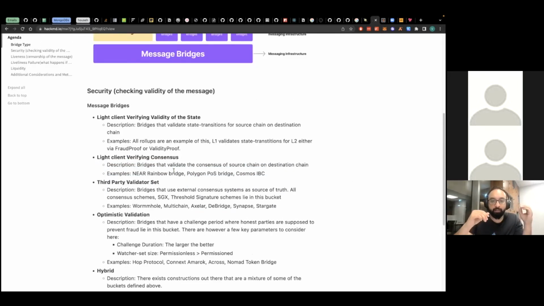So yeah, these third-party validator set bridges are pretty easy to create, and that's one reason why we have so many of these. Wormhole, Multichain, XLR, dBridge, Synapse, Stargate all lie in this bucket. People do weird things like SGX, which Avalanche Bridge uses to secure the thing. People use threshold signatures, but in the end, you're just bringing a whole new party that's responsible for providing security to your cross-chain messages. And whenever that happens, we call it a third-party validator set.